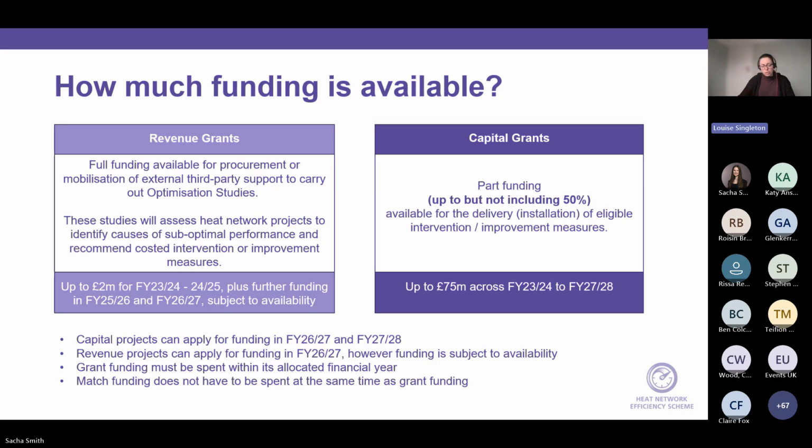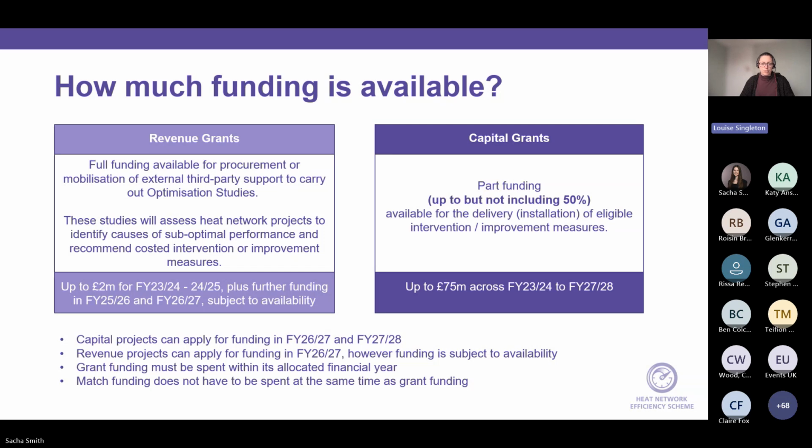Then we have the capital grants funding, which is essentially to implement the measures that you know will improve the network. For revenue funding, it can be up to 100% funding within that funding range that I mentioned. For capital grants, it's part funding. So the grant can cover up to, but not including, 50% of the overall cost of the eligible measures. The rest needs to come from the applicants themselves. So it's part funding.